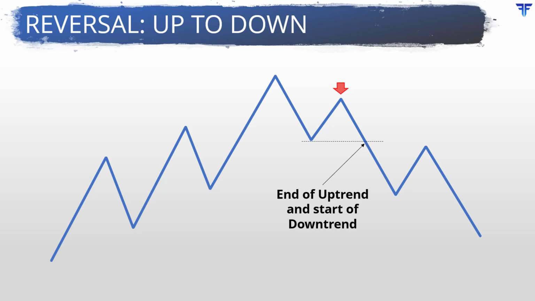What we now have is the first sequence of lower high and lower low. In other words, we now have a downtrend in action. This downtrend would be intact so long as the price continues making a sequence of lower highs and lower lows.